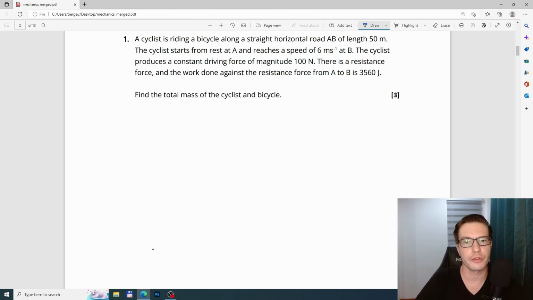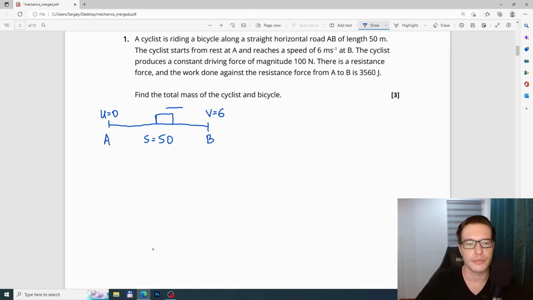Okay, question 1 is about work and energy, and I will start by drawing the diagram. We got 2 points A and B. The distance between those 2 points is 50 meters. Velocity at A is 0. Velocity at B is 6. And there's a bicycle. There's a driving force. And there's also the force of resistance.